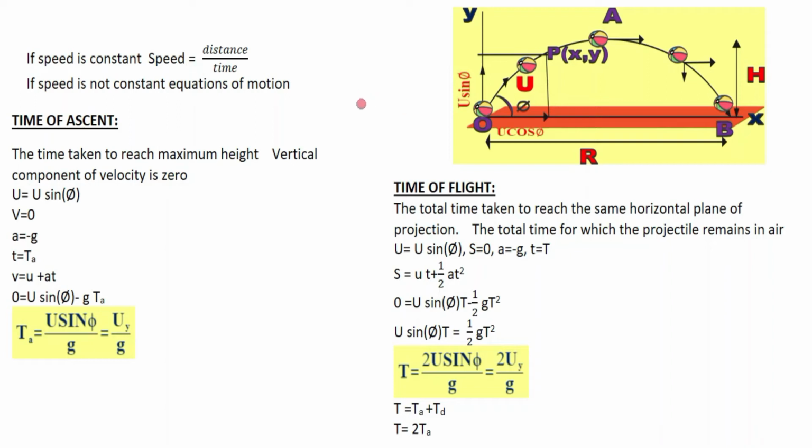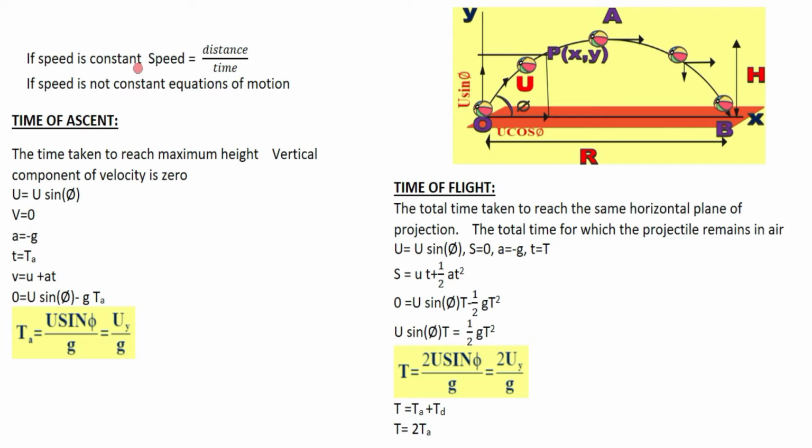Welcome to my channel. Today we are going to derive the expressions for time of ascent, time of flight, maximum height and range. Before going to this concept, let me say two important points that are useful for this derivation. The first point is, if speed is constant, the only formula that we use is speed is equal to distance by time, or distance is equal to speed into time.